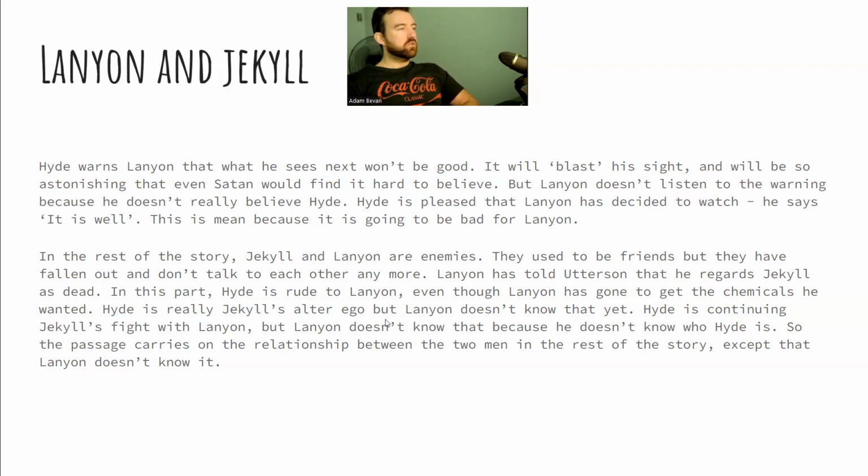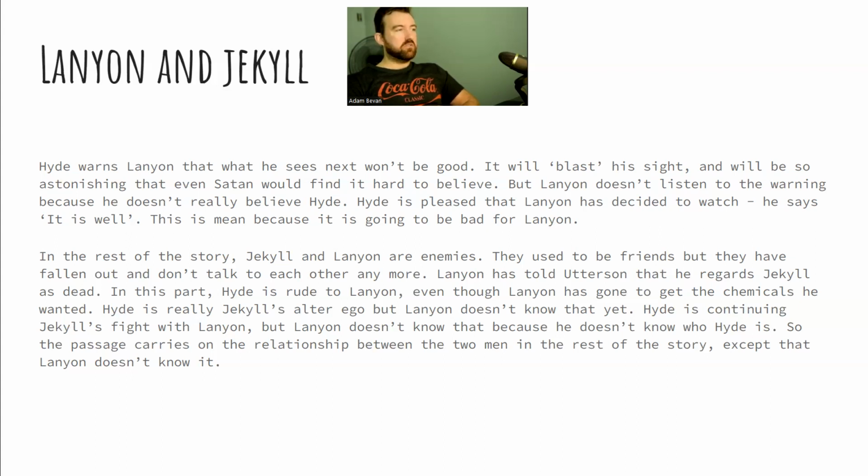Okay, in the rest of the story, Dr. Jekyll and Lanyon are enemies. They used to be friends, but they have fallen out and don't talk to each other anymore. Lanyon has told Utterson that he regards Jekyll as dead. That's a quote, so I would put in quote marks. In this part, Hyde is rude to Lanyon, even though Lanyon has gone to get the chemicals he wanted. Hyde is really Jekyll's alter ego, but Lanyon doesn't know that yet. Hyde is continuing Jekyll's fight with Lanyon, but Lanyon doesn't know that because he doesn't know who Hyde is.